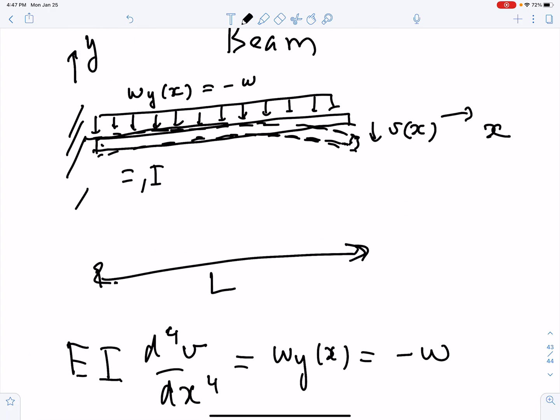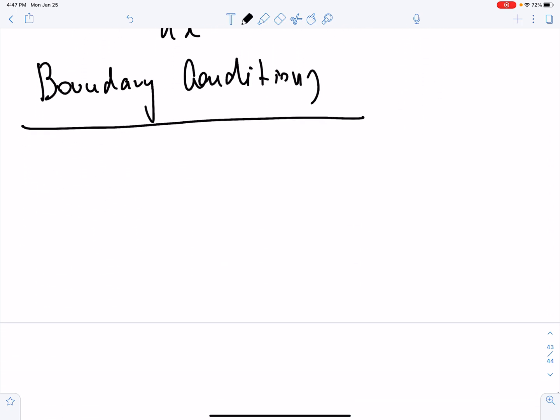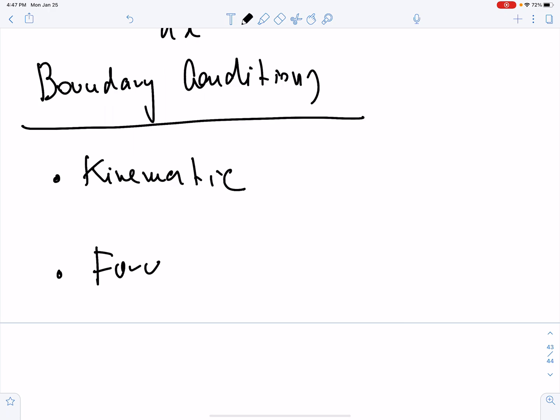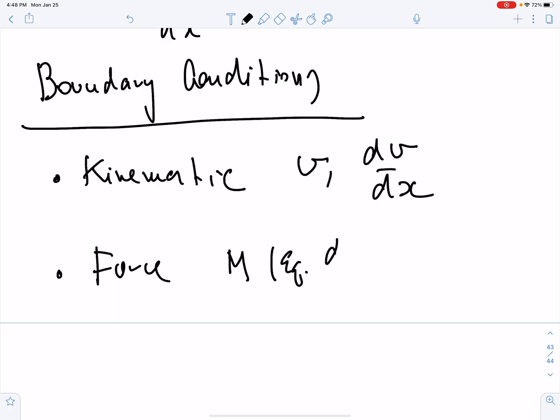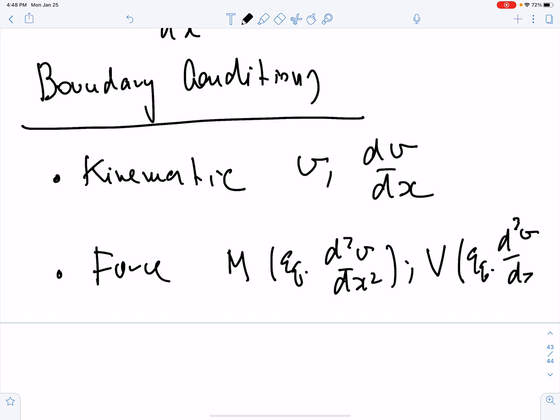It's a fourth order differential equation. So in principle, you can set boundary conditions up to the third derivative. And so you still have two varieties, kinematic and force. But in this case, the kinematic boundary conditions are the conditions on V and dV/dx. And the conditions on force are the conditions on the moment, which is equivalent to the conditions on d squared V/dx squared, and the vertical force, which is equivalent to d cubed V/dx cubed.